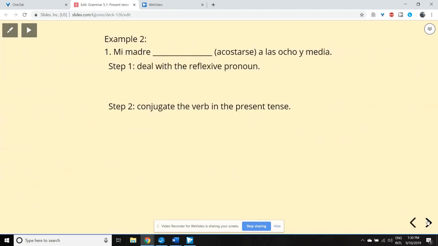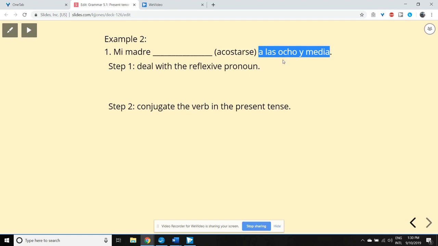And one more example. So, again, we have our subject, right here on the left-hand side, mi madre. We have the verb we're going to deal with right here. And then we have a time phrase. We don't need to pay any attention to that. It's just there because I like to give you complete sentences most of the time.